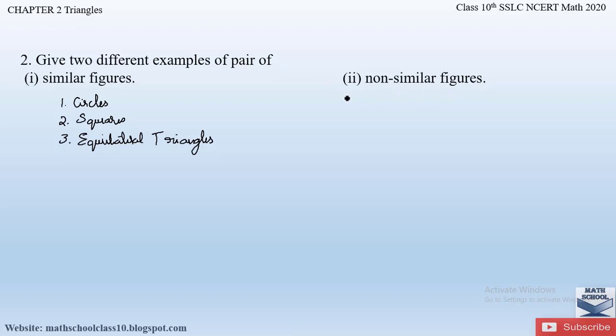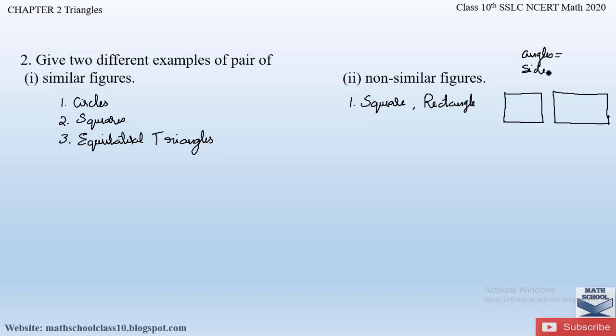Now the second part of question number 2 is we have to give 2 different examples of pairs of non-similar figures. The first example of non-similar figures is a square and a rectangle. This is a square and this is a rectangle. For figures to be similar, the angles must be equal and the sides must be proportional, right? So here the angles are equal. Angles are 90 degrees in a square and also in a rectangle all the angles are 90 degrees.